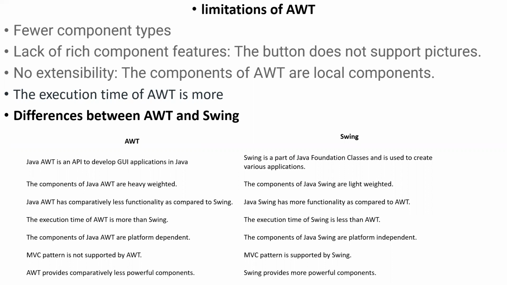Next, the second point is heavyweight. AWT components are heavyweight, meaning more complex, with more programming and more lines. Swings are lightweight, meaning less complexity. Next, AWT's components are less functional. Swings components are more functional. Execution time of AWT is more. Swings are less.